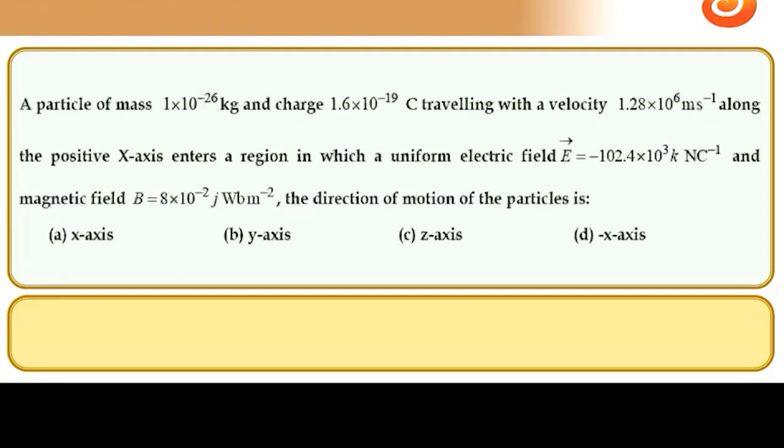A particle of mass 1 into 10 to the power of minus 26 kg and charge 1.6 into 10 to the power of minus 19 coulomb, traveling with a velocity of 1.28 into 10 to the power of 6 meters per second along the positive x-axis, enters a region in which a uniform electric field of minus 102.4 into 10 to the power of 3 k cap newton per coulomb and magnetic field of B equal to 8 into 10 to the power of minus 2 j cap tesla exist. The direction of motion of the particle is?